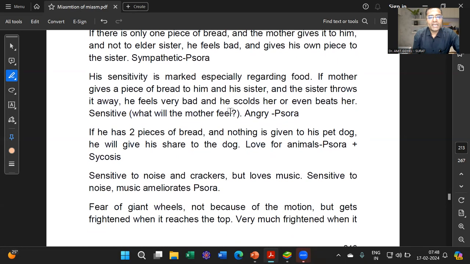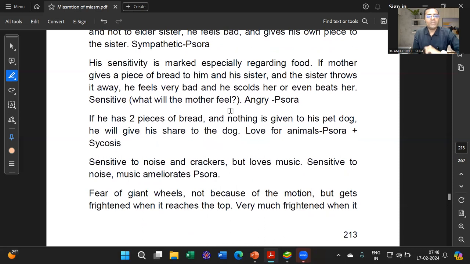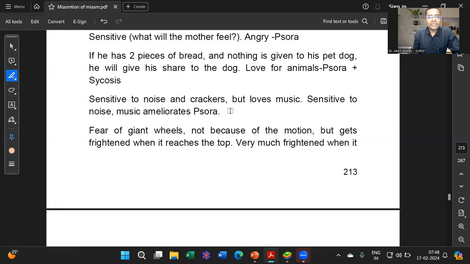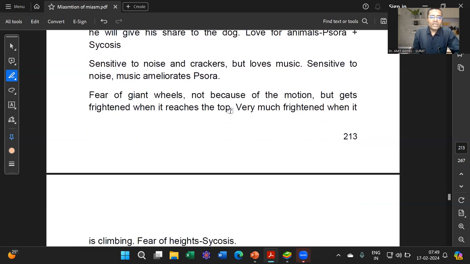His sensitivity is marked, especially regarding food. If the mother gives a piece of bread to him and his sister, and the sister throws it away, he feels very bad and he scolds her or even beats her. This is sensitive. What will the mother feel? This is the angry child, the sora. If he has two pieces of bread and nothing is given to his pet dog, he will give his share to the dog. Love for animals, sora plus psychosis. Sensitive to noise and crackers, but loves music. Sensitive to noise, music ameliorates, sora.